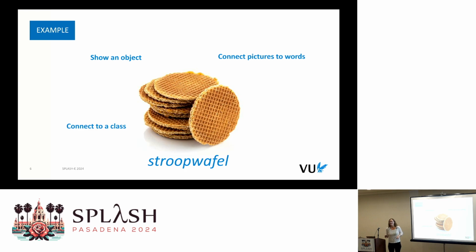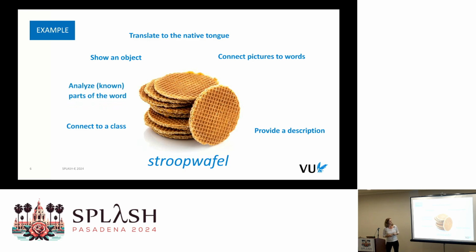A stroopwafel is a kind of cookie. It's just like a chocolate chip cookie or an Oreo. So that's how it's related to other words. In English, I think it's called a treacle waffle. And it consists of 2 layers of dough with some syrup in the middle. And actually, stroop means syrup, and wafel means waffle, so it makes sense.